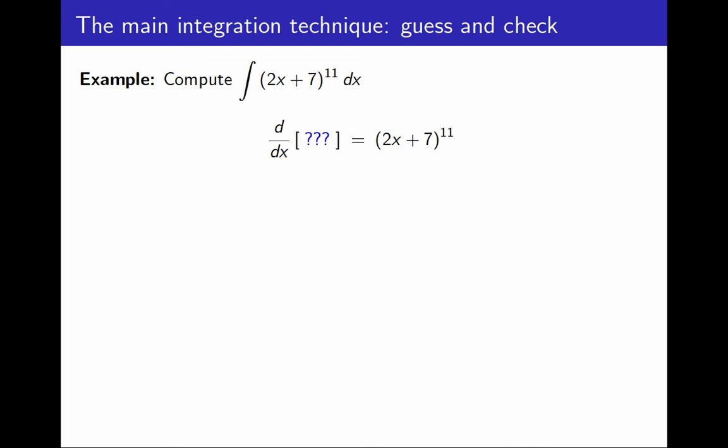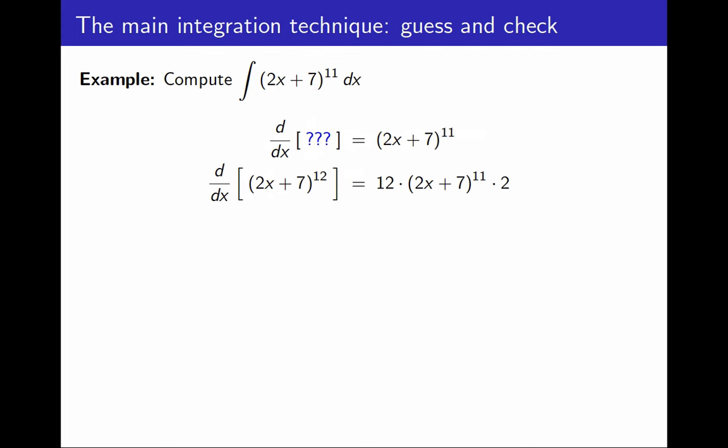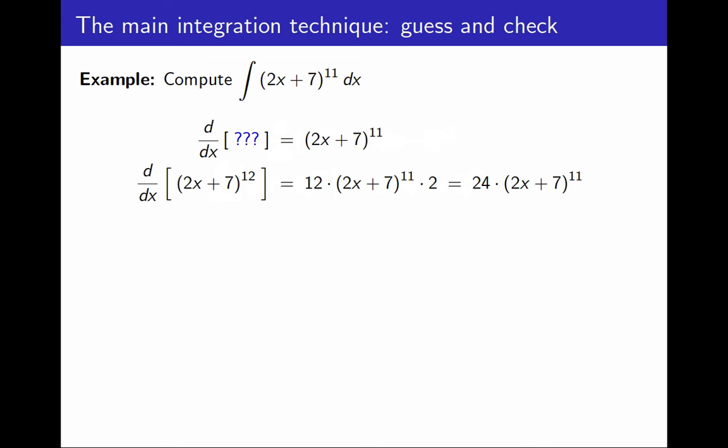Well, since I know the power rule, this makes me think of the 12th power of 2x plus 7, because I know the derivative will be similar to this. And I know it's not going to work exactly, but hopefully we'll come close and then I can fix it. So I will begin by trying (2x+7)^12. And its derivative is 12 times (2x+7)^11 times 2, chain rule, or 24 (2x+7)^11. So it's the function I wanted, but with an extra 24.